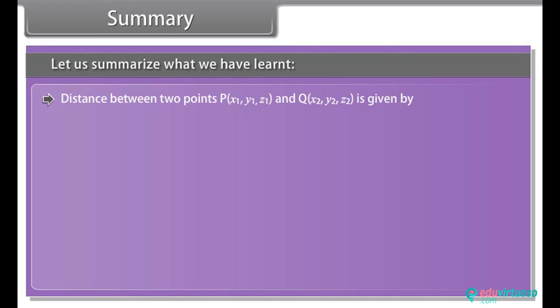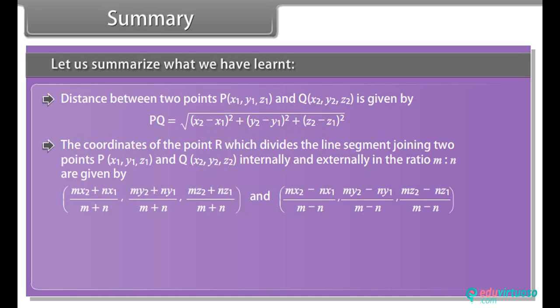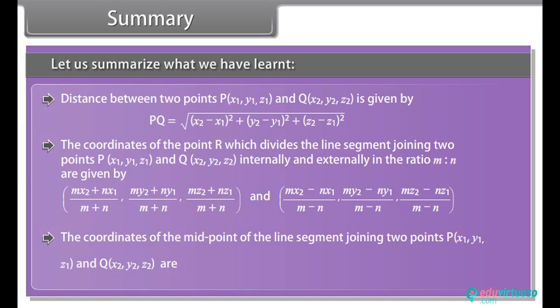Distance between 2 points P (x1, y1, z1) and Q (x2, y2, z2) is given by the following. The coordinates of the point R, which divides the line segment joining 2 points P (x1, y1, z1) and Q (x2, y2, z2) internally and externally in the ratio m:n, are given by the following, and the coordinates of the midpoint of the line segment joining 2 points P (x1, y1, z1) and Q (x2, y2, z2) are as follows.